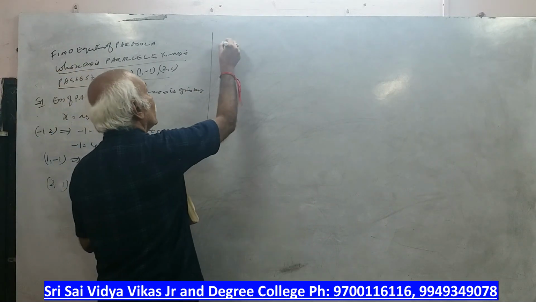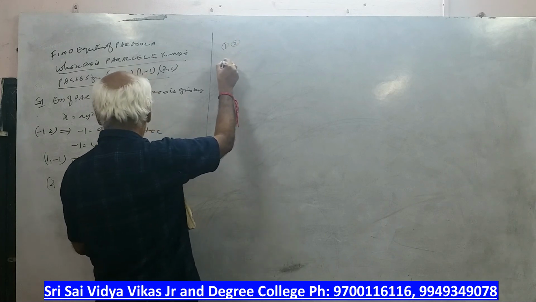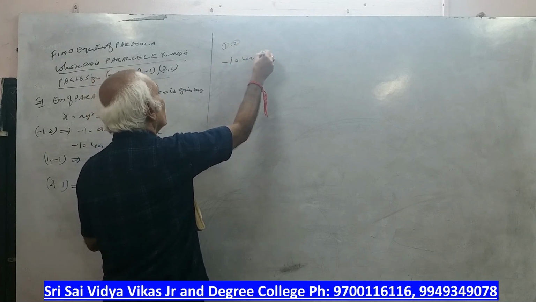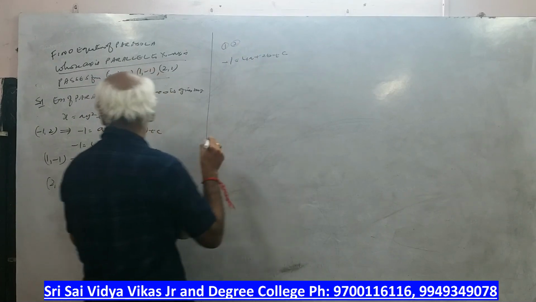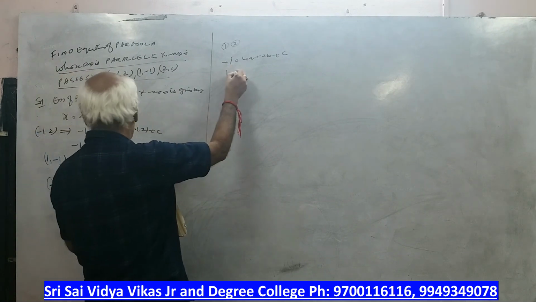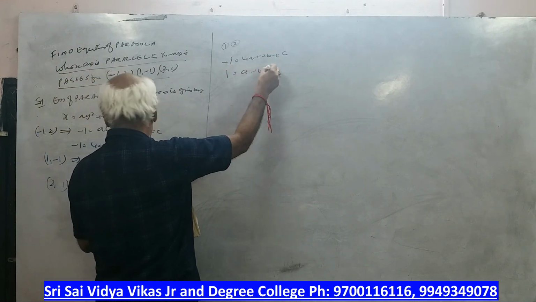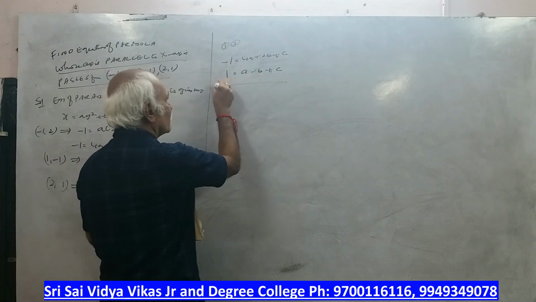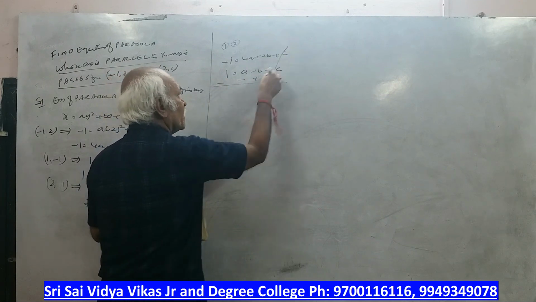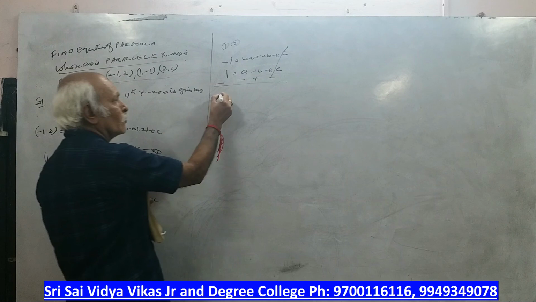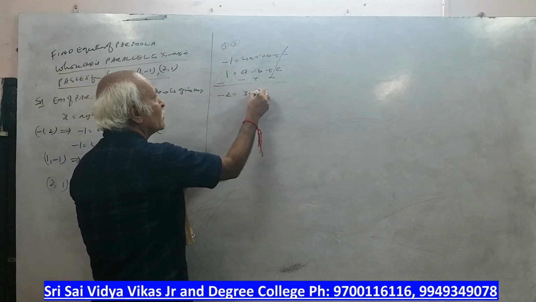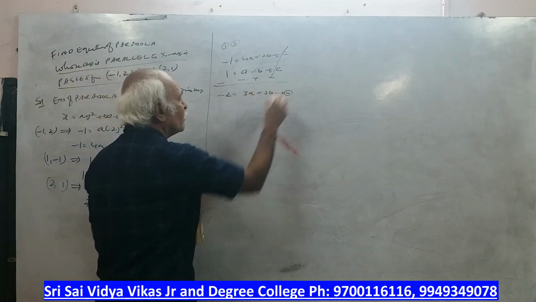Now 1 and 2 you consider. What is the first equation? Minus 1 is equal to 4a plus 2b plus c. What is the second equation? 1 is equal to a minus b plus c. Subtract. First I am eliminating c, sir. Subtract. So what will happen? Minus 2 is equal to 3a plus 3b. This is the fourth equation.